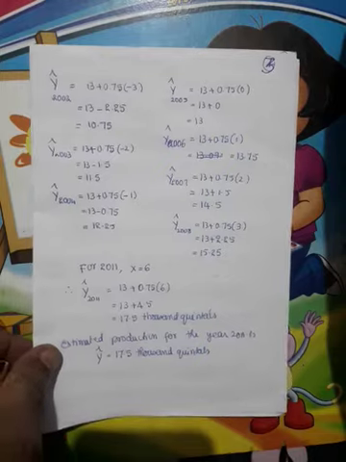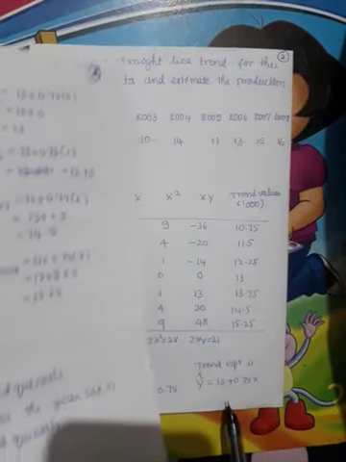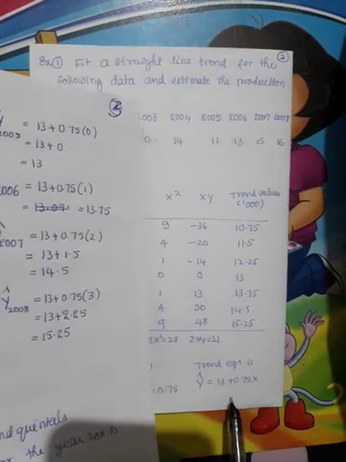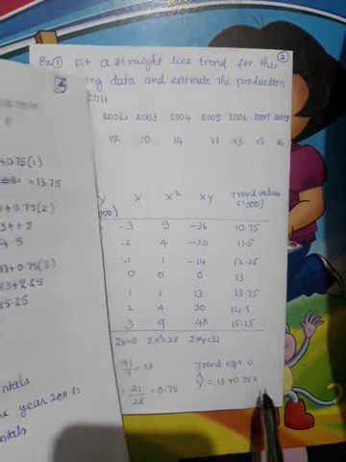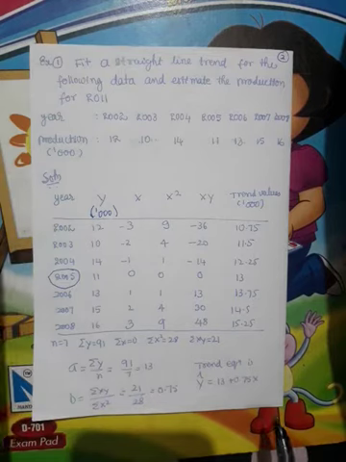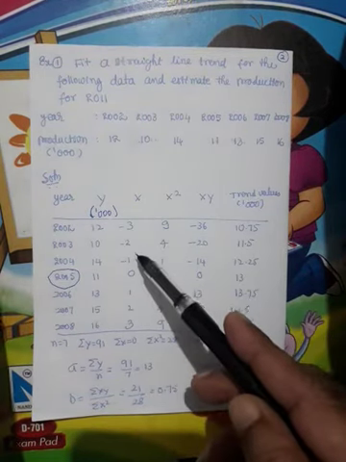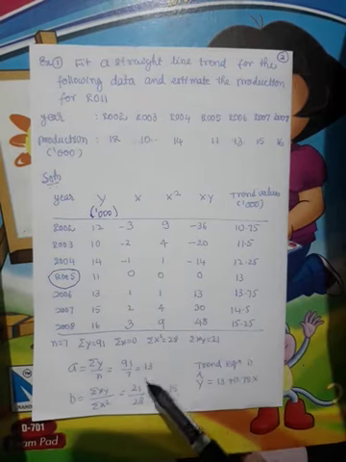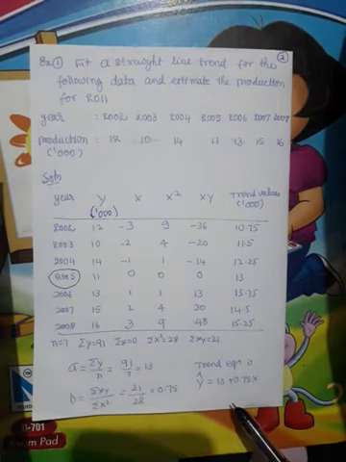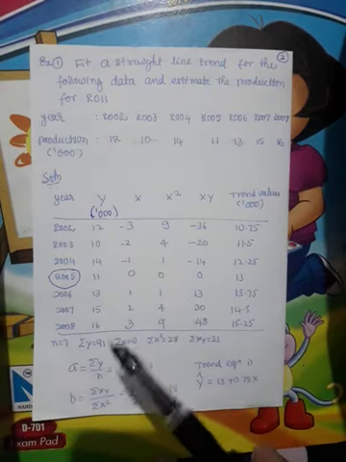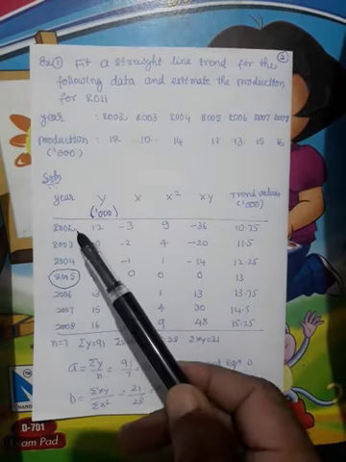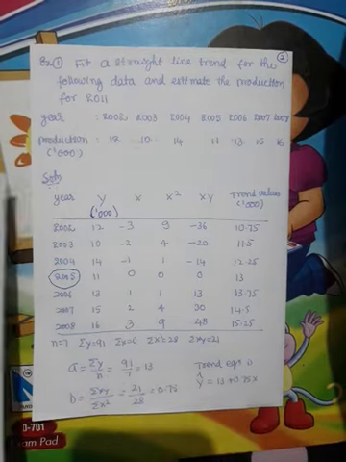Now, how to estimate the trend values? You see, this is the trend equation: y cap is equal to 13 plus 0.75 x. In this trend equation, if you go on putting x is equal to minus 3, minus 2, minus 1, 0, 1, 2, 3, you will get the corresponding trend values for the years 2002, 2003, and so on.